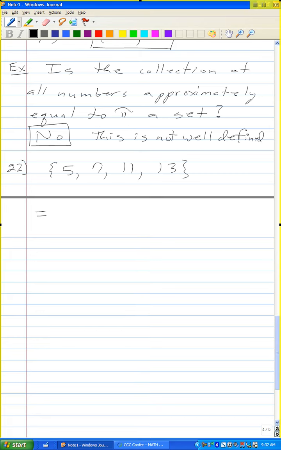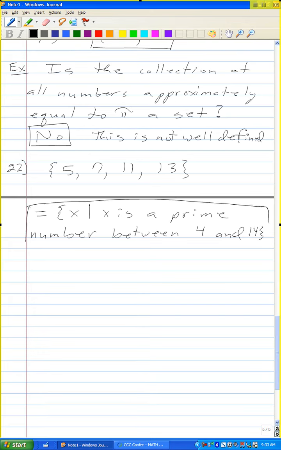Okay, problem 22. Let's write this in set builder notation. This is the set of all x such that x is a prime number between 4 and 14. So that could be a description of that set.